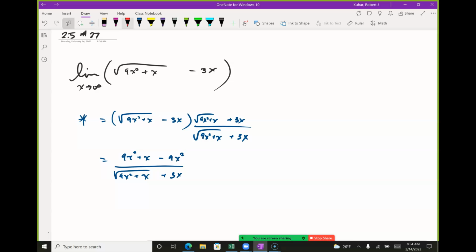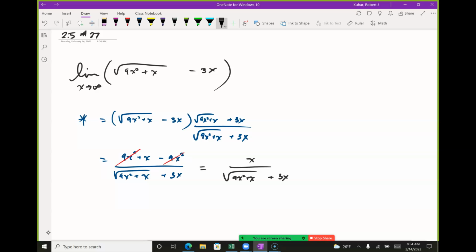Look at what happens here, right? My 9x squareds go away. I get x over square root of 9x squared plus x, all plus 3x. Now this will give me infinity over infinity, right? Do you see my downstairs is now turned from infinity minus infinity into infinity plus infinity?